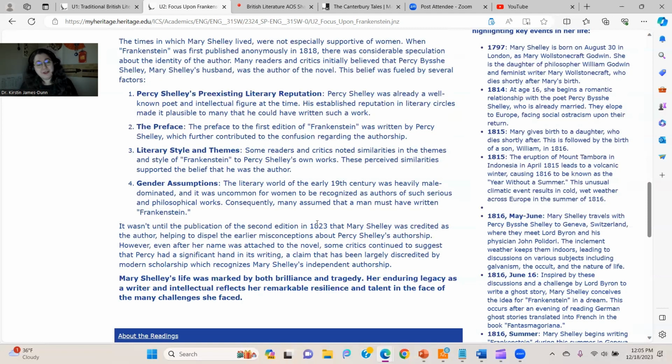It wasn't until the publication of the second edition in 1823 that Mary Shelley was credited as the author, helping to dispel the earlier misconceptions about Percy Bysshe Shelley's authorship. However, even after her name was attached to the novel, some critics continued to suggest that Percy had a significant hand in its writing, a claim that has been largely discredited by modern scholarship that recognizes Mary Shelley's independent authorship.